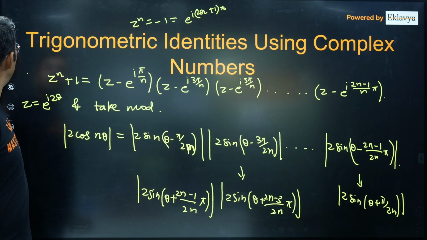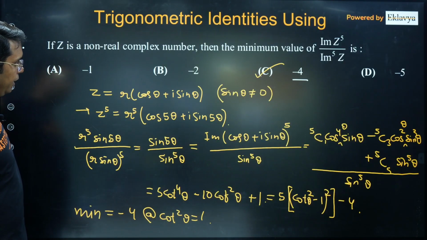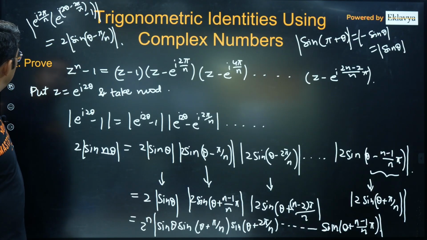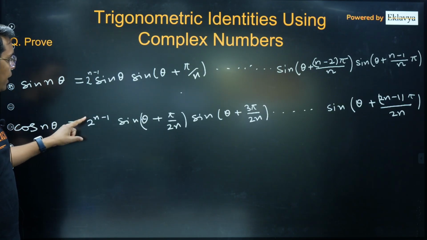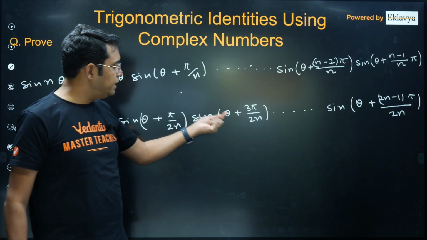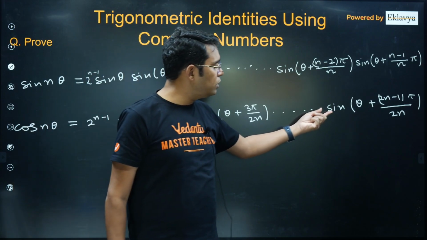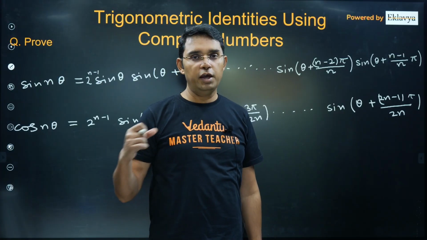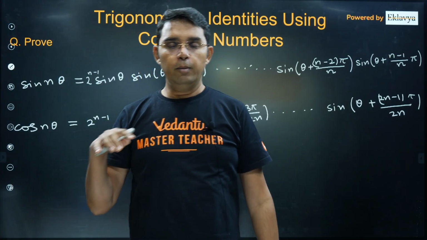Let me see if it is the same or not. Let me come to that slide, the last one. Yeah, this one. So cos n theta is 2 power n minus 1, sine of theta plus pi by 2n, sine of theta plus 3 pi by 2n, and so on, sine of theta plus 2n minus 1 pi by 2n. Okay, so this is all about this session.